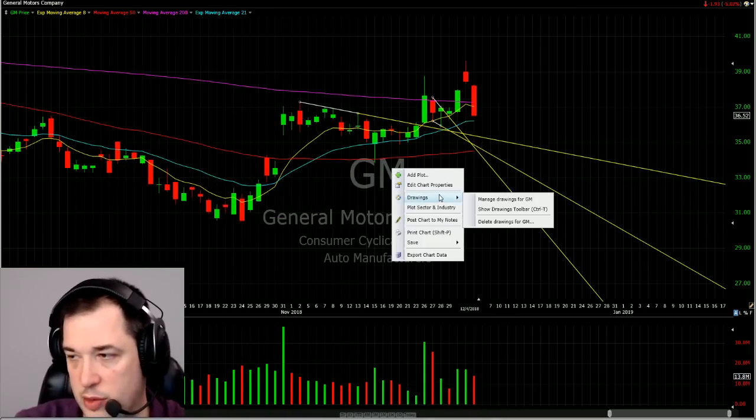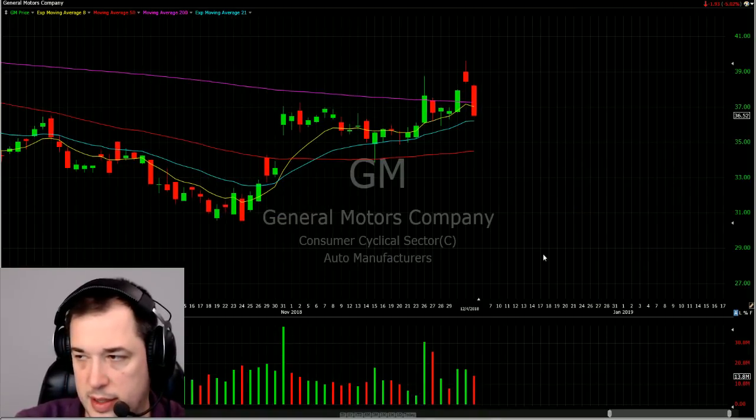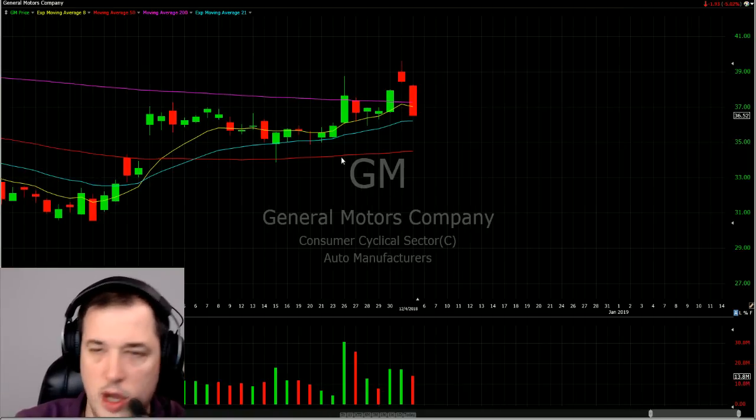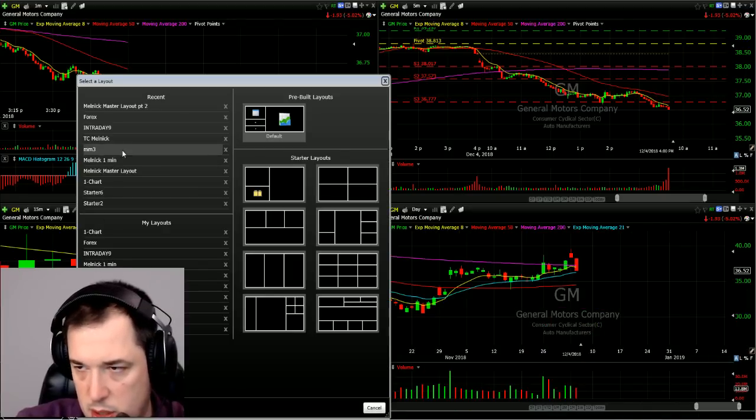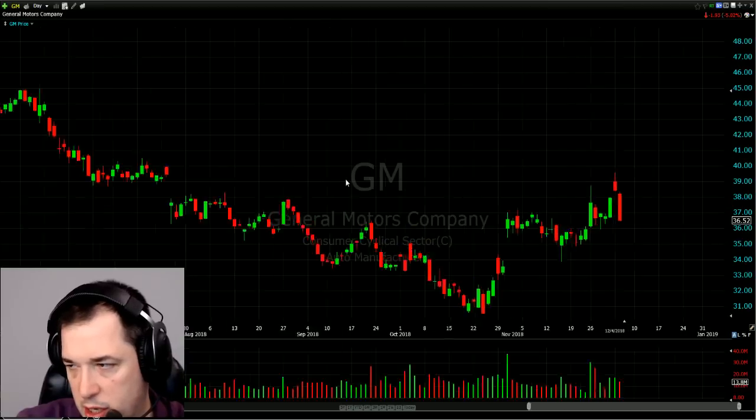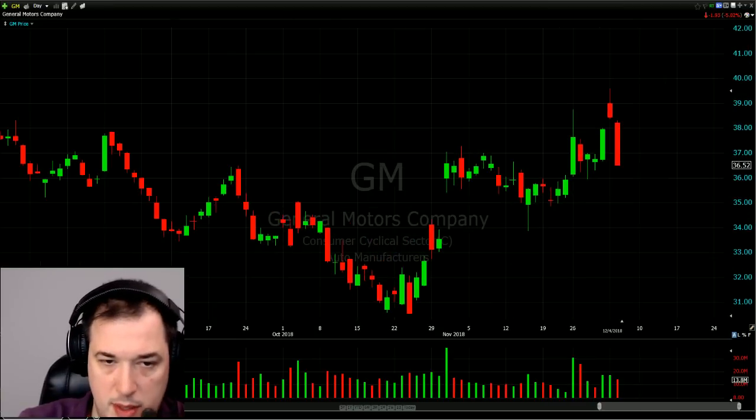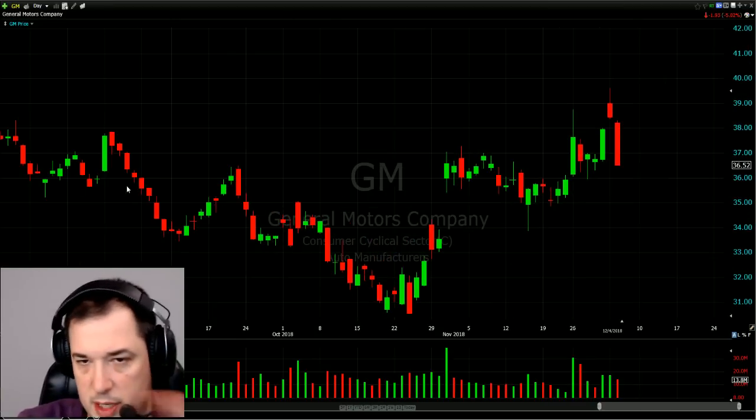So let's look at General Motors and see. I'm going to delete the trend lines here just to see when was the last time. And maybe I should just try to one chart it. There we go. Just candlesticks. We'll keep it as simple as possible.